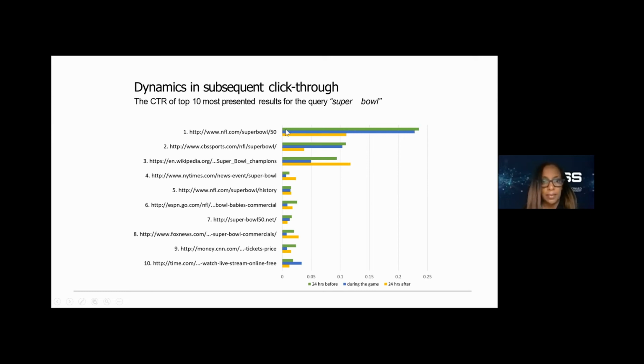So you see that for things like just searching for Super Bowl 50, which was Super Bowl 50, people were more likely to click on that link 24 hours before versus looking for who the champions were. You see the yellow bar is longer, and they're looking 24 hours after. And if you look down to number 10, they're more likely to click on the watch live stream online for free during the game, right? And so these patterns make sense, but again, people typed in the same search query and wanted different things after they searched for Super Bowl, depending upon whether it was before, during, or after the game.